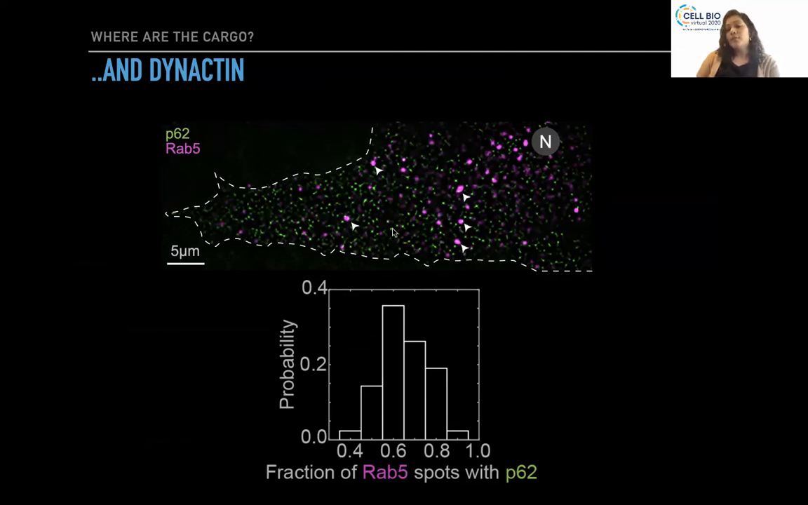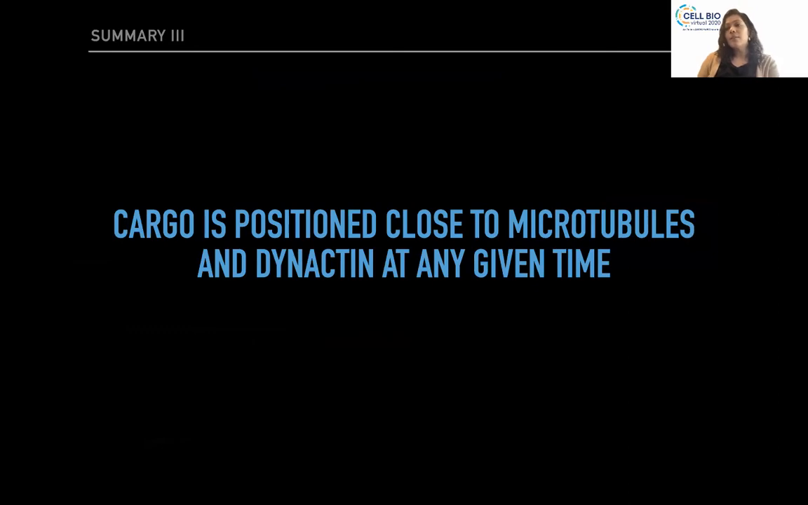So the majority of the early endosomes we looked at here were bound to P62. So what we see here is essentially that the cargo is positioned close to microtubules and DYNACTIN at any given point in time.